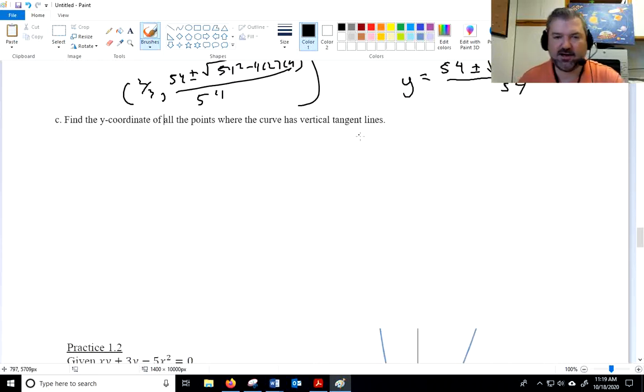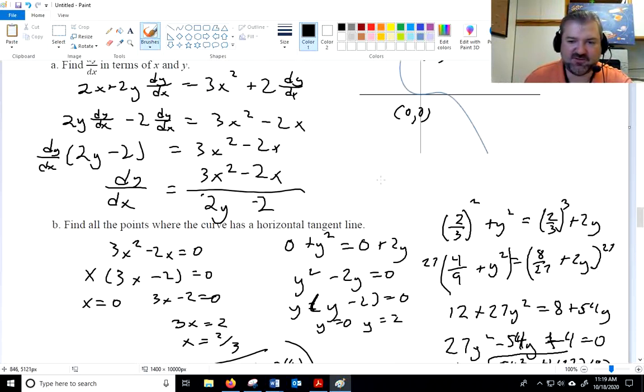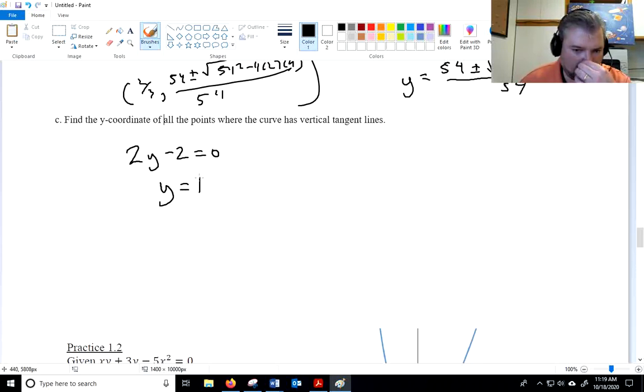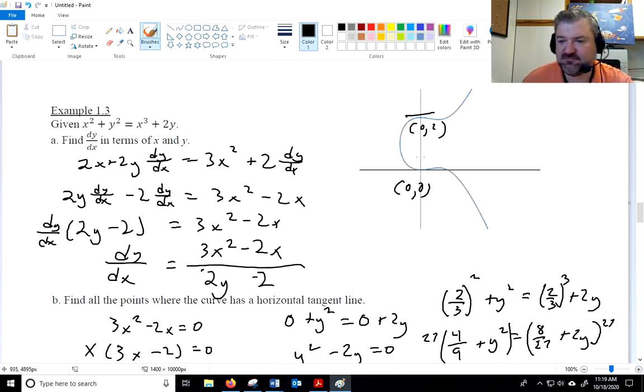Okay, now we're going to find the y-coordinate of all the points of the curve that have a vertical tangent line. So a vertical tangent line is when you have some number like 1 over 0. So we need to solve for when we have 2y minus 2 equaling 0, because a vertical tangent line means that we have a real number in the numerator that's not 0 divided by 0 in the denominator. That's an undefined slope, a vertical tangent line. So 2y minus 2 equals 0. That is y equals 1.